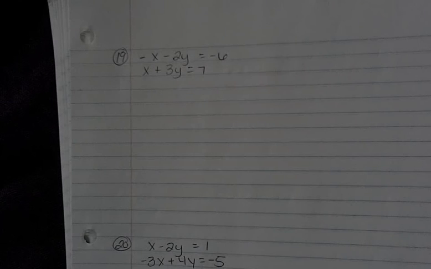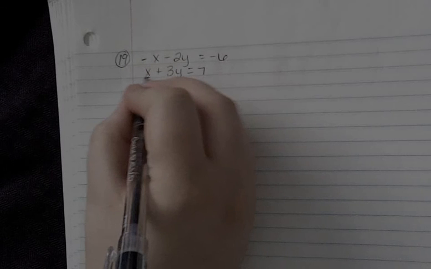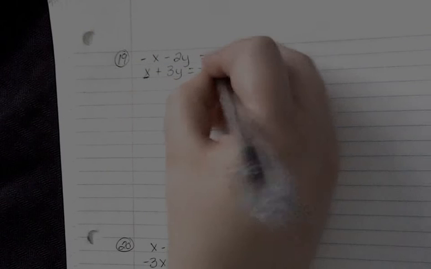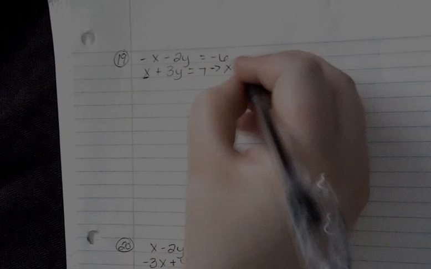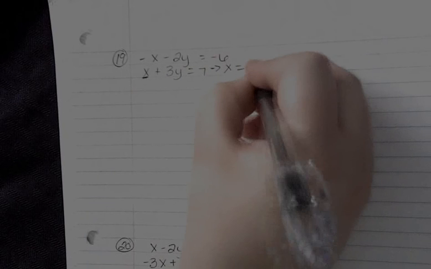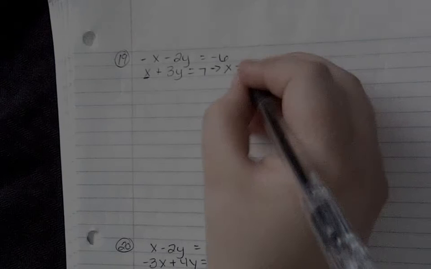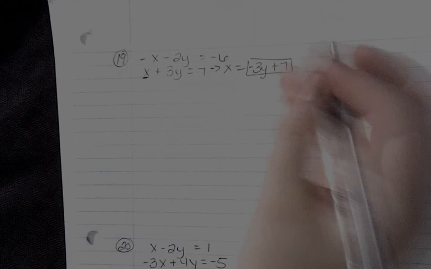Now let's move on to problem number 19. So my variable that is positive and by itself would be the x in the second equation. So to get that x by itself, to get x equals, you would have to subtract 3y from both sides. So that 3y would then be negative, and bring over your plus 7. So I'm going to plug in negative 3y plus 7 into the x of the other equation.